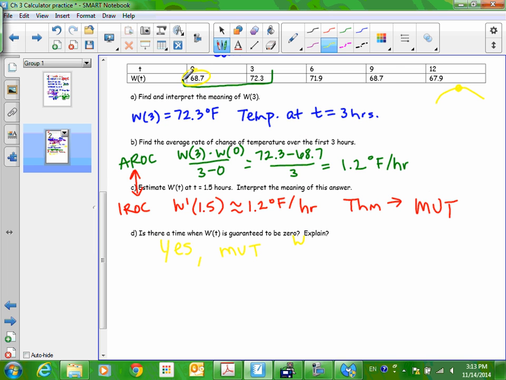W, and I even made it a little bit more obvious on this. Look at that. W of 9 minus W of 0 over 9 minus 0 is what? What's the average rate of change over the 9 hours? 0. It's 0. So by mean value theorem, the instantaneous rate of change must also be 0. Okay, I'm not asking you to understand this 100%. Just a little bit. We're going to get used to it, okay?